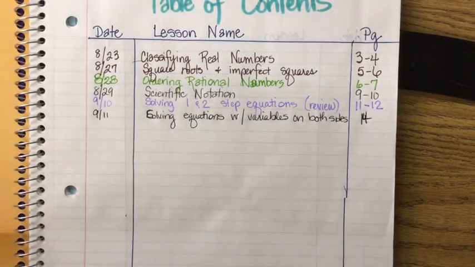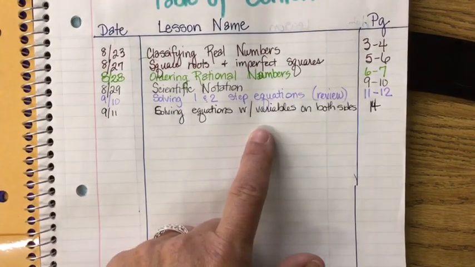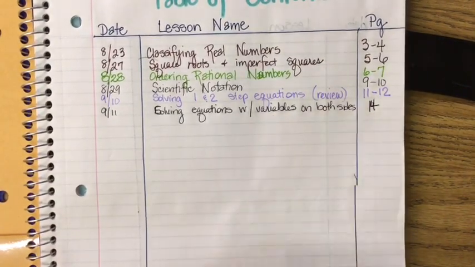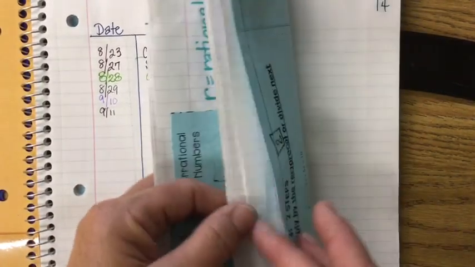Hello, 8th grade. Today we're going to do equations with variables on both sides. Go ahead, update your table of contents. I'm going to be on page 14. Go ahead and pause this because I'm sure it's going to take you a while to write that. So I'm going to go straight to page 14.